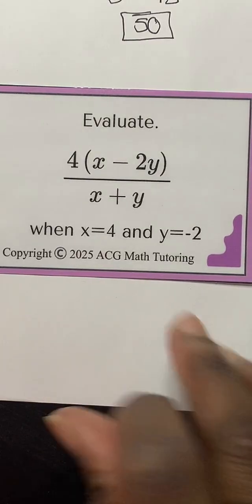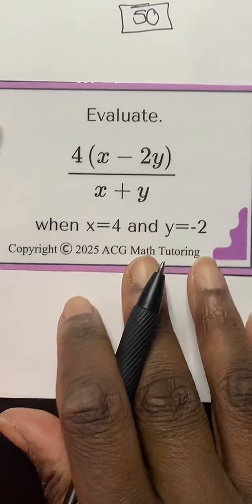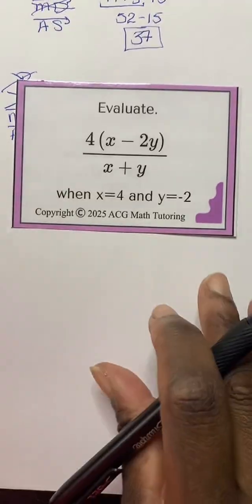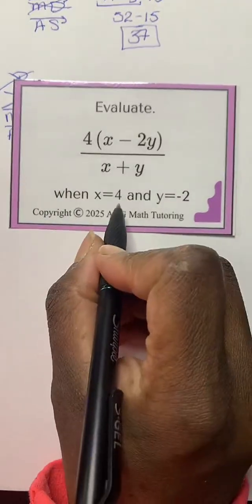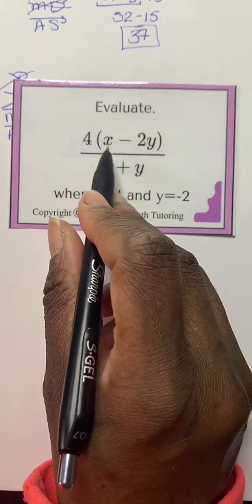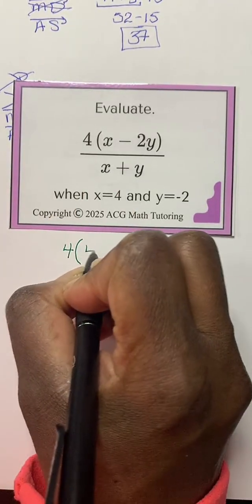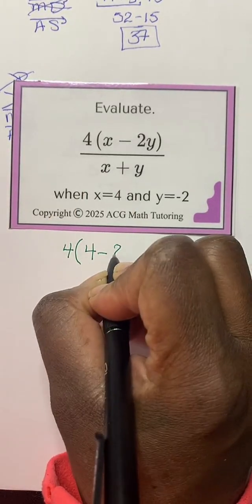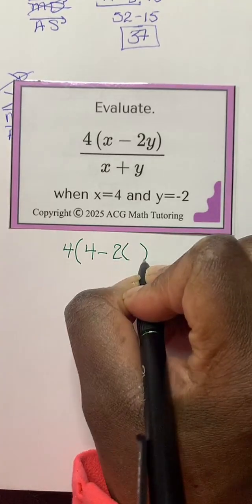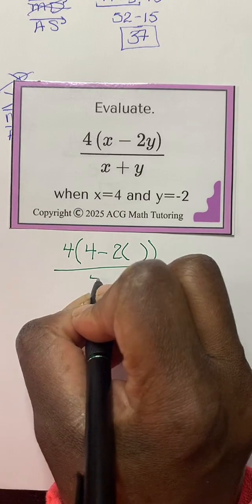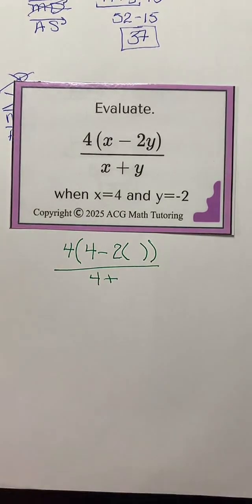All right, so now I'm going to do our little substitution. I'm going to see if I can put it right here, and let me unzoom a little less so we can get all the screen. So anytime I see an x, I'm going to put a 4. So we have our 4 parenthesis 4 minus 2 times my y over 4 plus my y.